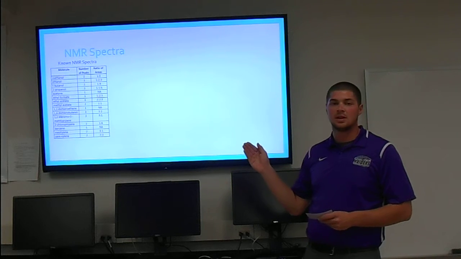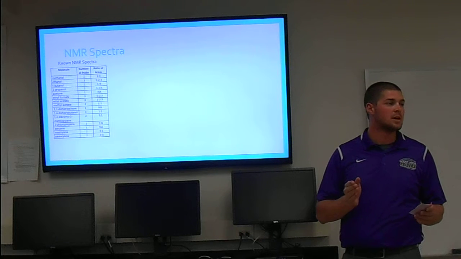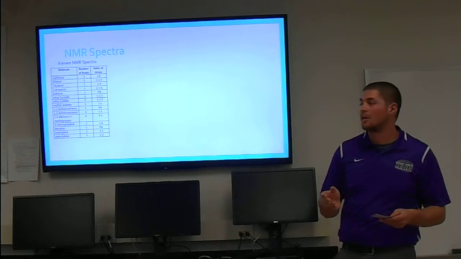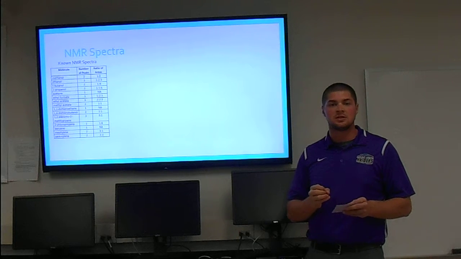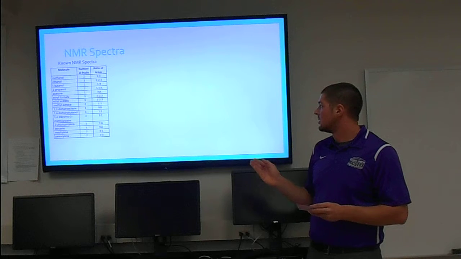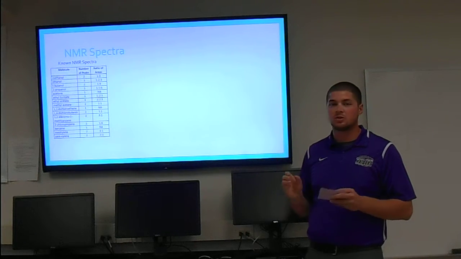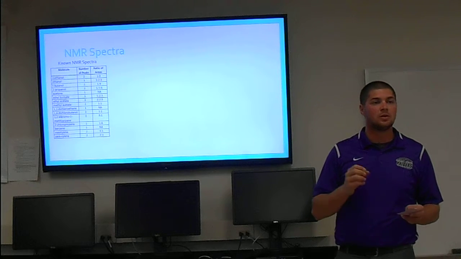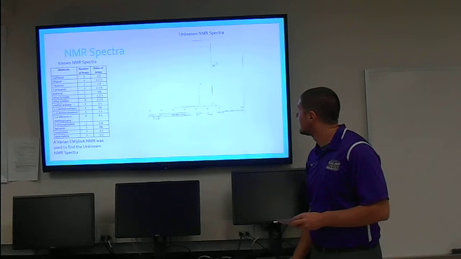The number of peaks in the NMR represents the different hydrogen groups in the compound. The ratio of areas represents the number of hydrogens in each of those functional groups. For example, methanol could have 2 peaks and a 3-to-1 ratio, so it could have 1 hydrogen in one group and 3 hydrogens in the other group. So we'll move on to our scan here.